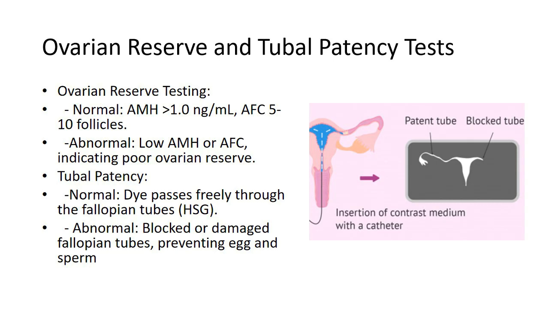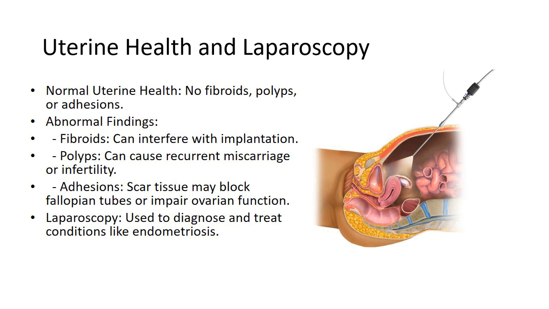Abnormal findings. Blocked fallopian tubes, detected on HSG or laparoscopy. This can significantly hinder conception by preventing sperm from reaching the egg or the embryo from reaching the uterus. Uterine fibroids, polyps, or adhesions can affect implantation or lead to pregnancy loss. Hysteroscopy and laparoscopy are used to diagnose and treat these conditions.